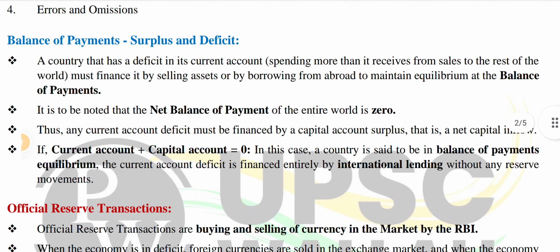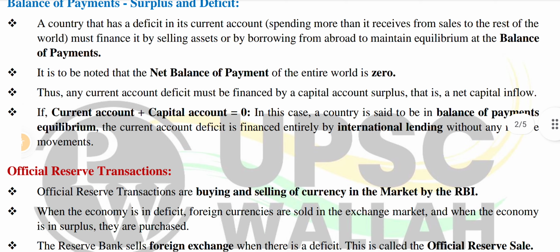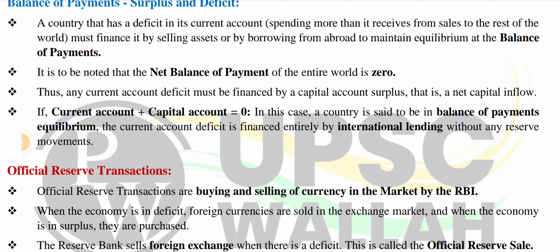Thus any current account deficit must be financed by a capital account surplus, that is, a net capital inflow. If current account plus capital account is equal to zero, in this case a country is said to be in balance of payments equilibrium. The current account deficit is financed entirely by international lending without any reserve movement.